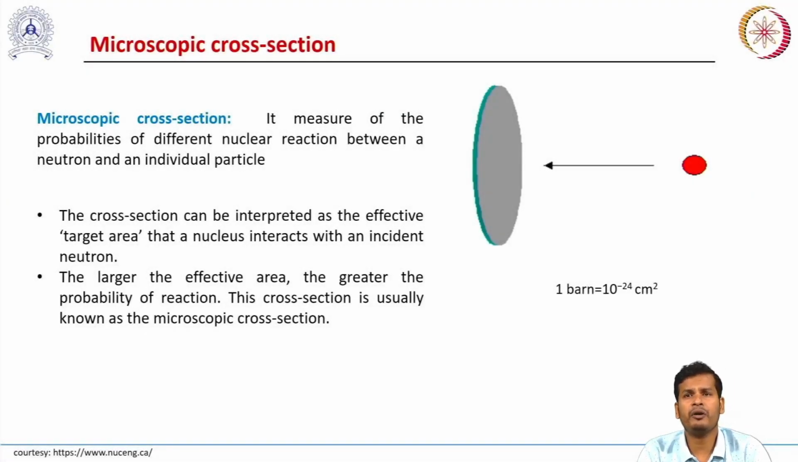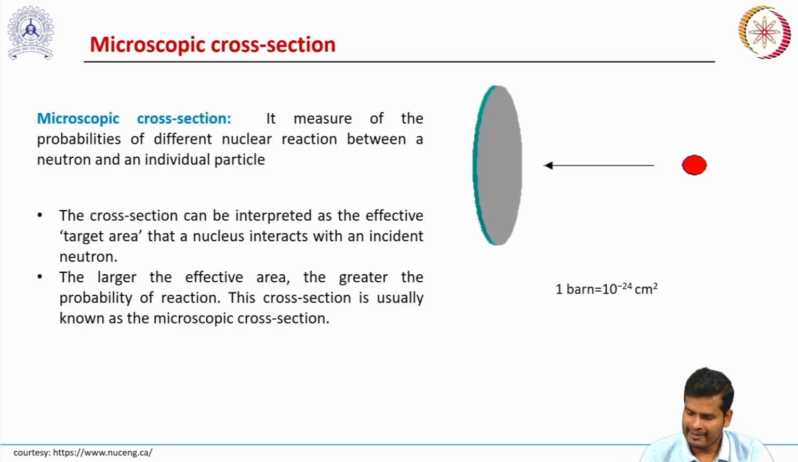Now, before we go on to porosity calculations and other things, let us first discuss how different interactions are monitored or presented. We are going to use the microscopic cross section. A microscopic cross section is a measure of the probability of different nuclear reactions between a neutron and an individual particle, in our case a neutron and a nucleus. This cross section is interpreted in terms of the effective target area that a nucleus presents to an incident neutron.